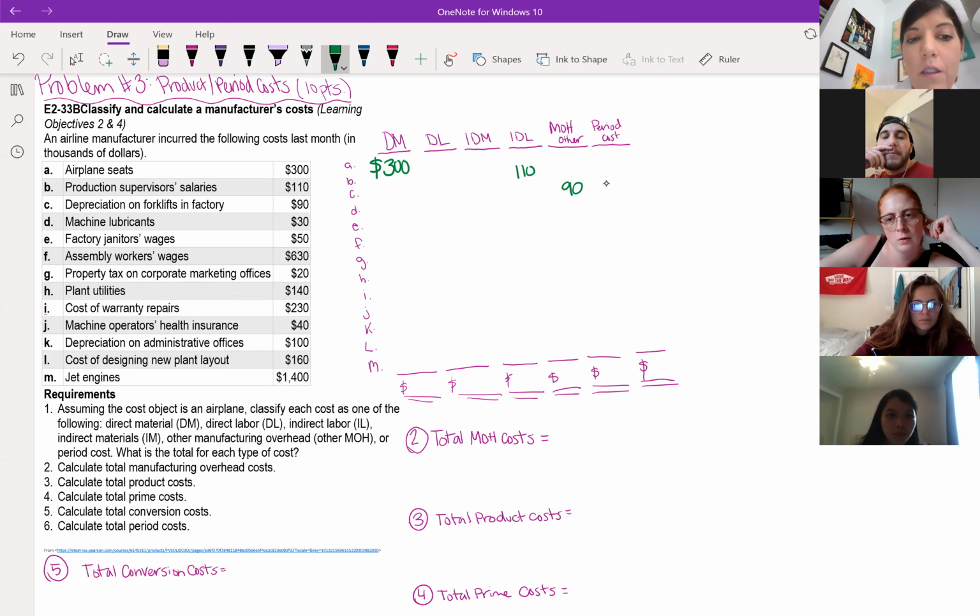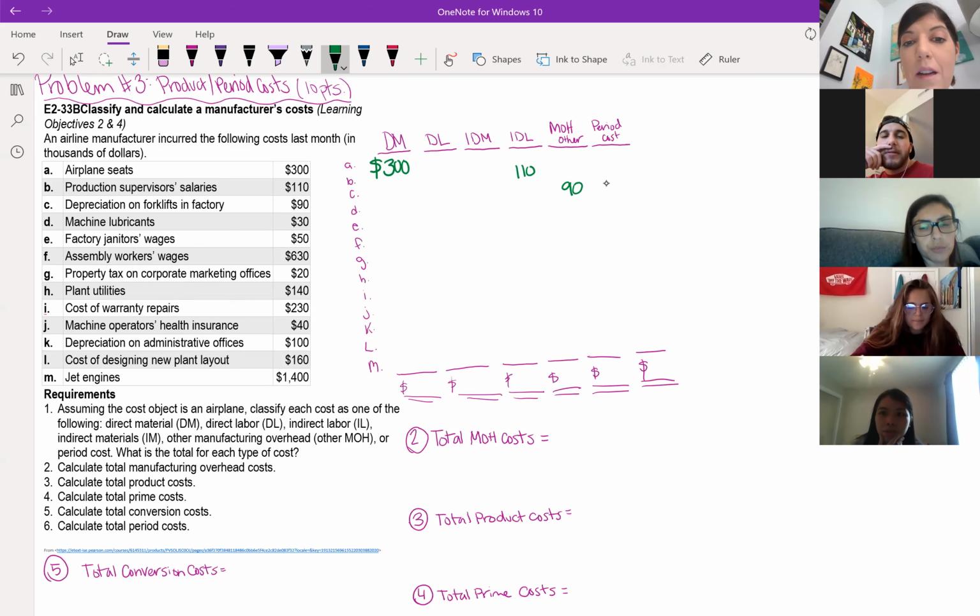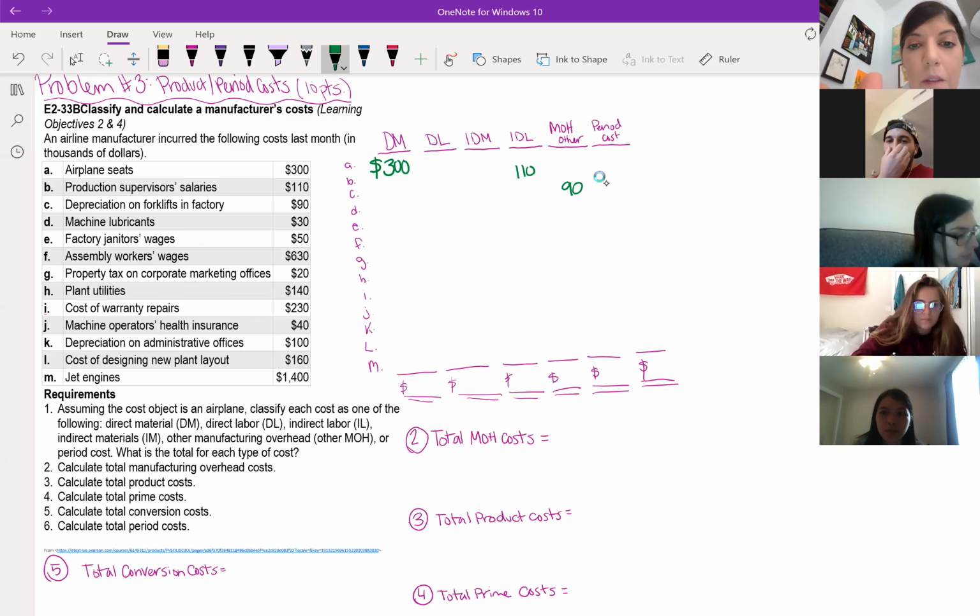Machine lubricants, $30. Direct or MOH? It is a type of manufacturing overhead, but what is it? Indirect materials. Yep. It's not a major component piece. It's not worth our time.